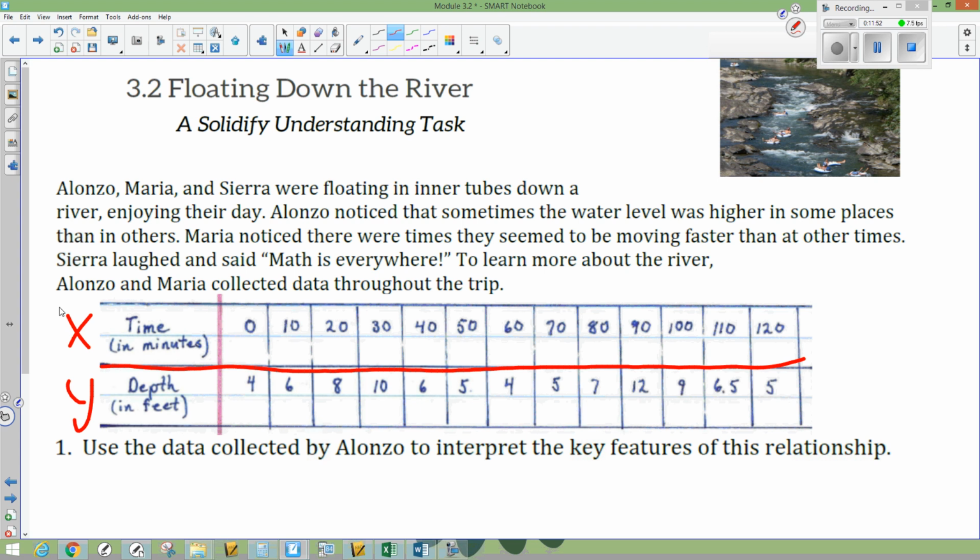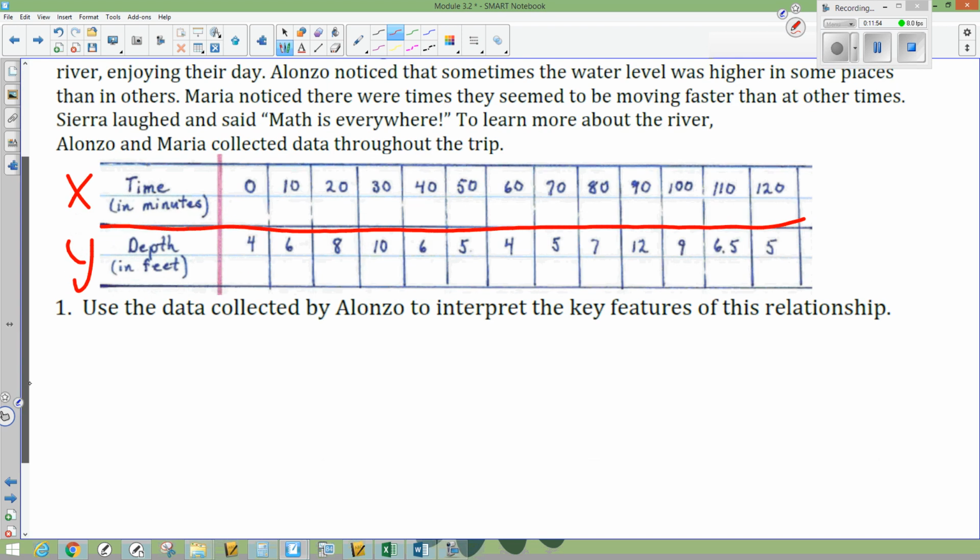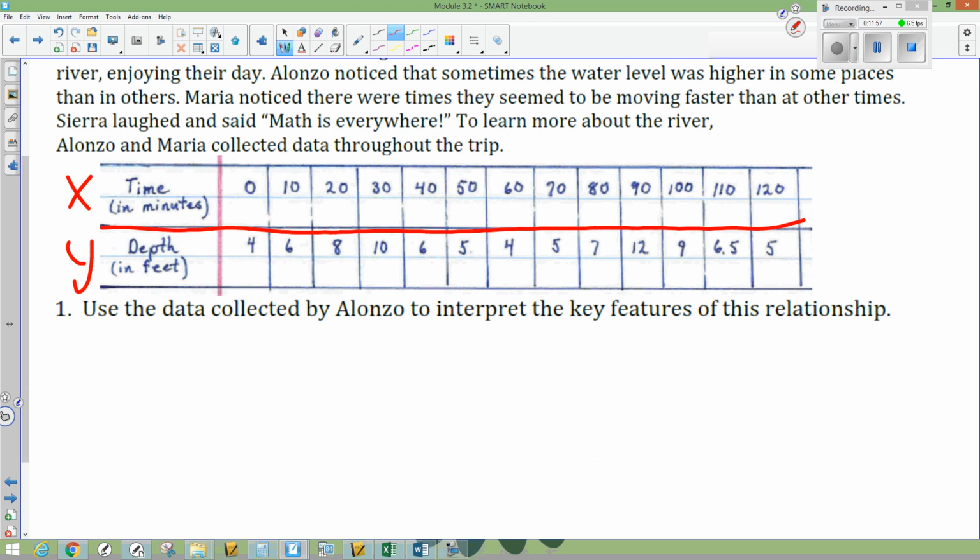What you are going to do is use the data collected by Alonzo to interpret key features of this relationship. I want you to find 4 things in your group. I want you to find the max, the min, intervals of increasing and decreasing.